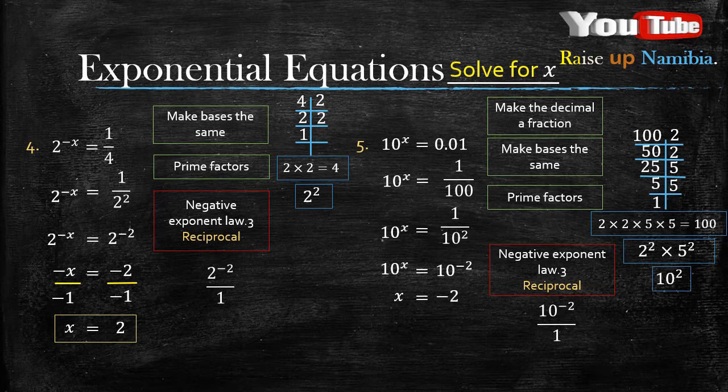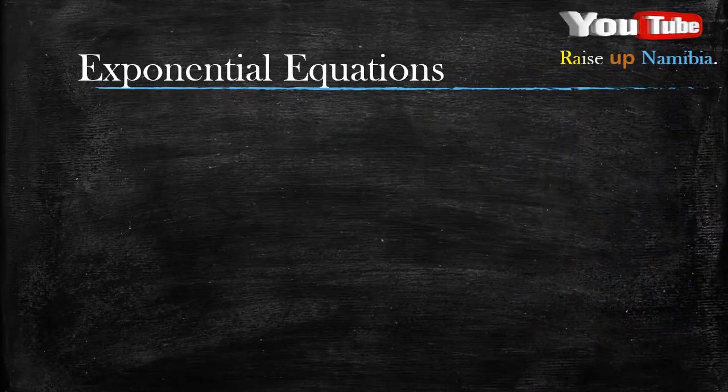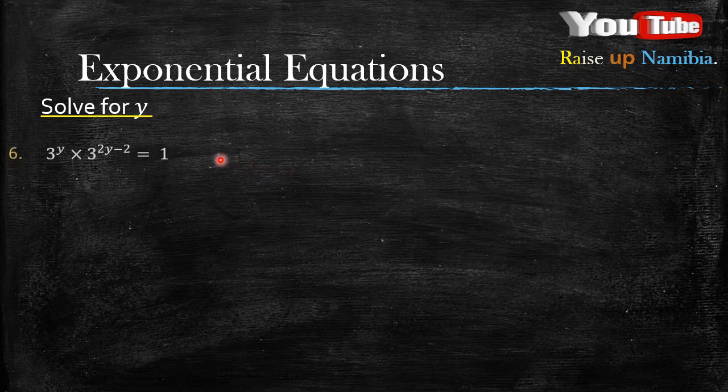So let's look into some extra examples. How about when you're told to solve for y and you're given something like this? Now, I want you to notice that these two bases are the same, but here you have a 1. Okay? So what do you do? You make all bases the same, including this one. Now, how do you make this one the same as the other bases?